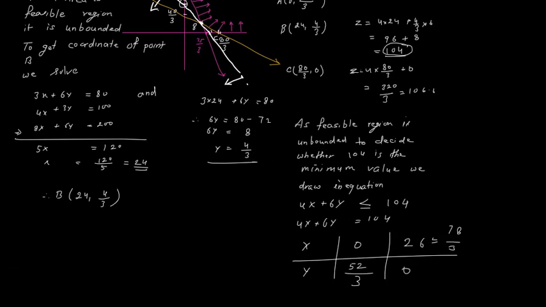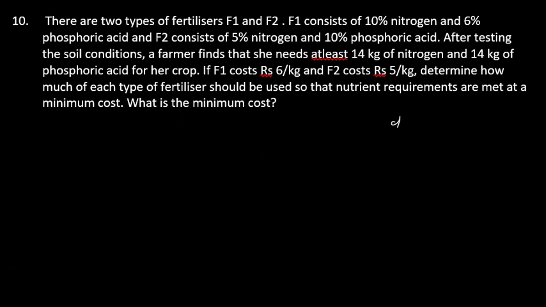Now there is the last problem of this exercise. There are 2 types of fertilizer, F1 and F2. F1 contains 10% nitrogen and 6% phosphoric acid, and F2 contains 5% nitrogen and 10% phosphoric acid. After testing the soil condition, a farmer finds that he needs at least 14 kg of nitrogen and 14 kg of phosphoric acid for the crop. If F1 costs ₹6 and F2 costs ₹5, determine how much each type of fertilizer should be used so that nutrient required are met and at the minimum cost. What is the minimum cost?